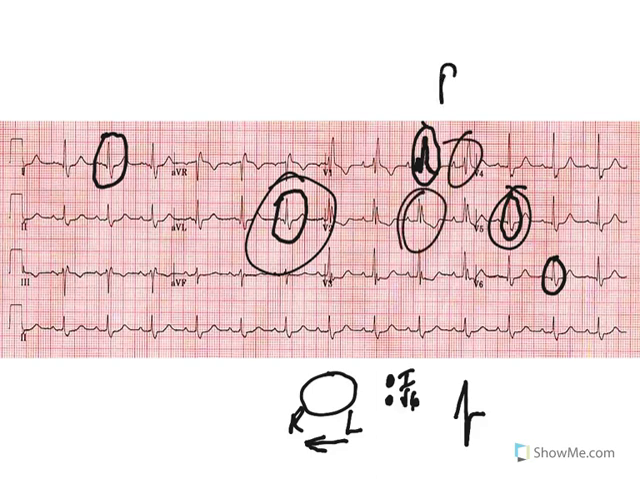And that's why RSR prime is a very popular thing to look for, because in a lot of bundle branch blocks, yeah, you will see it. It's there. But it's not there in every right bundle branch block.